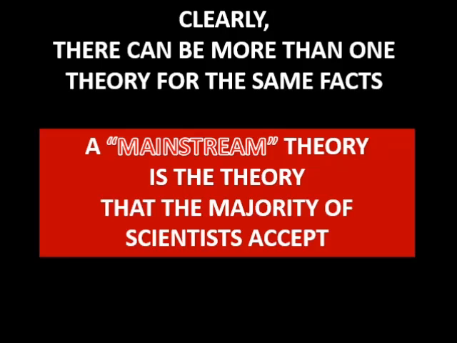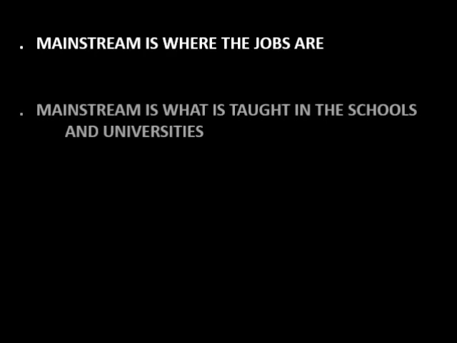Well, why is this? Mainstream is where the jobs are. Scientists and teachers and others that associate themselves with science are people. They tend to get married, have kids, buy houses, have mortgages. They need jobs. Mainstream is what is taught in the schools and universities. And so kids coming out of the schools and going into science are going to go where the jobs are, and they're going to teach what they've been taught.